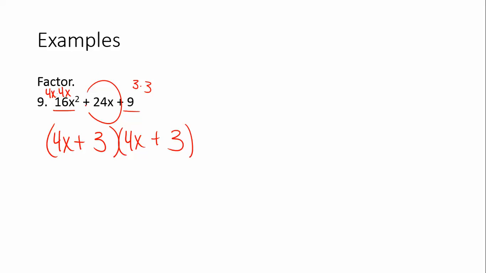Again, remember that middle term is a combination of 2 times each of these numbers' square roots. So 3 and 4x. That is 24x. Now, if you didn't see that or didn't remember about perfect square trinomials, then you would have done the guess and check method. You may or may not have started with 4's in the front. You might have started with 8 and 2, but because it's a perfect square trinomial, we know it's the square roots that go into the parentheses.